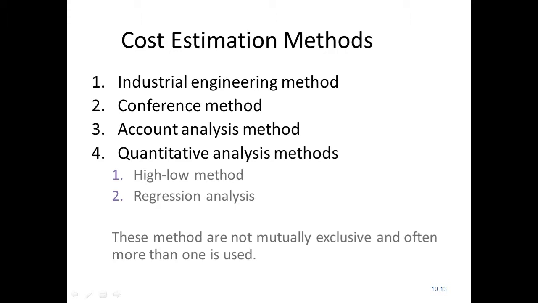And so there are several methods we can use to estimate cost, including the industrial engineering method, the conference method, the account analysis method, and 2 methods under the quantitative analysis method, which are the high-low method and regression analysis. These methods are not mutually exclusive, and often more than one is used. So let's take a look at each of these a little closer.